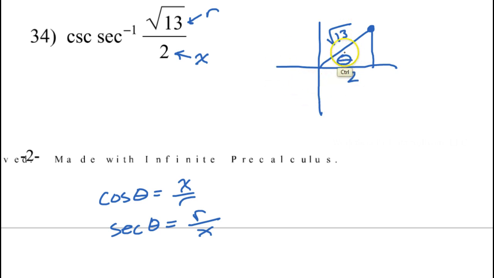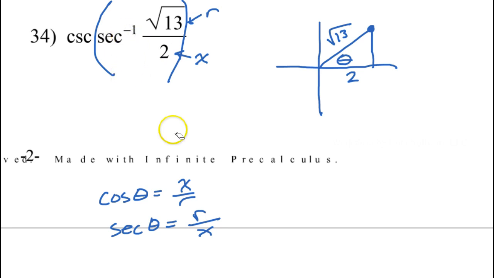So I don't need to know what that angle is, I just need to find the cosecant of this angle. Because this whole expression really represents an angle. This whole thing is theta, which I just drew. So I just need to find the cosecant of theta. I need to find the cosecant of the angle I just drew.